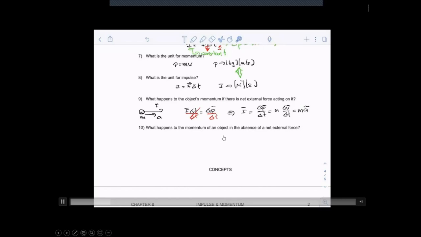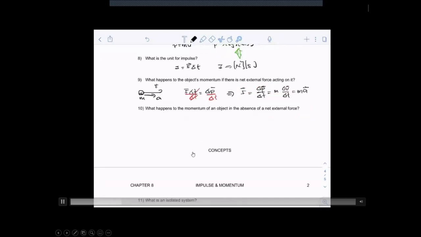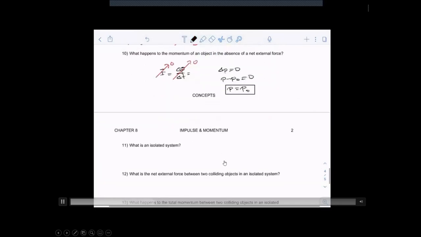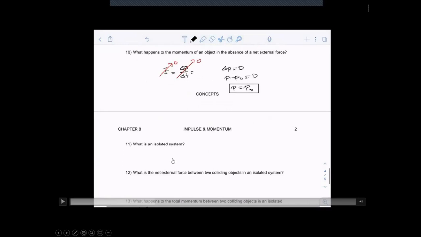So what happens to the momentum of an object in the absence of an external force? No external force means there's no change in momentum, which means that the momentum is going to remain constant. So the initial and the final momentum of that particular mass is going to remain the same.